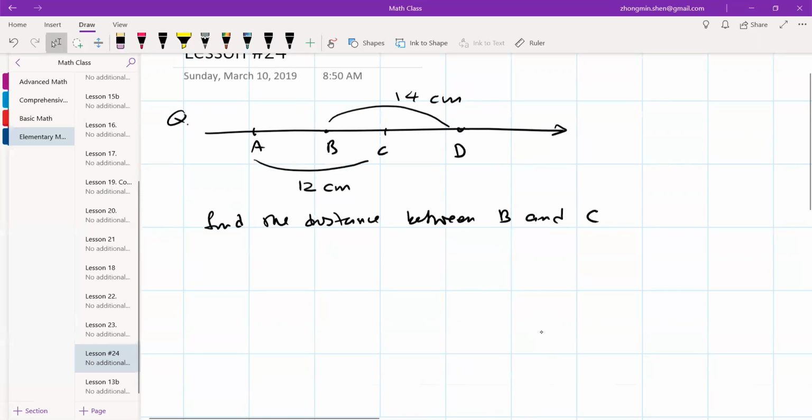And we know the distance between A and D, okay? So distance between A and D, so it's not like adding them together, otherwise 14 plus 12, right? It'll be 26. So actually it's only 20 centimeters. In this case, then you can solve the problem.